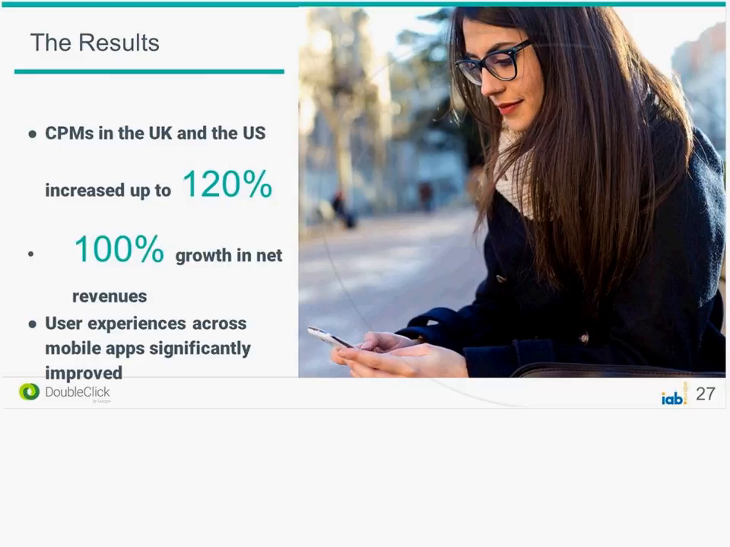Trovit is just one of the many examples of publishers in EMEA who are adopting native ads. If you haven't trialed them yet, it's definitely something that is worth exploring because of the impact that they can bring to end users.